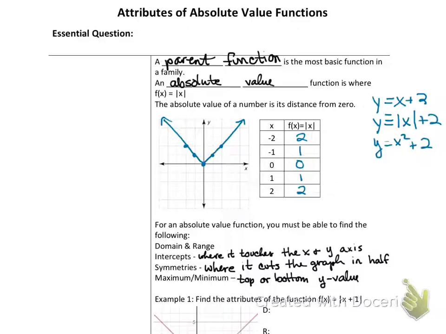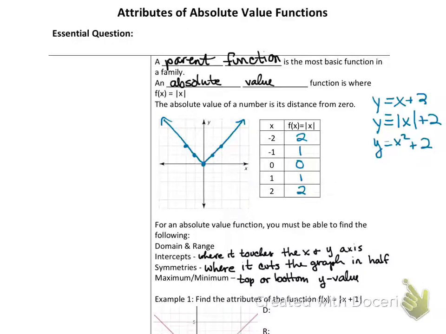Now, whenever you deal with an absolute value function, you're going to have to find the following things: domain and range, the intercepts, symmetries, and the max and the min. Now, we talked about domain and range in our last lesson. Intercepts are where it crosses either the x or the y, so you have to include all of them. If it crosses the x-axis twice, you write both. If it crosses the y-axis 3 times, you write 3. Not that that'll happen as often. Actually, when you're dealing with functions, it won't, but that doesn't make it any less important.